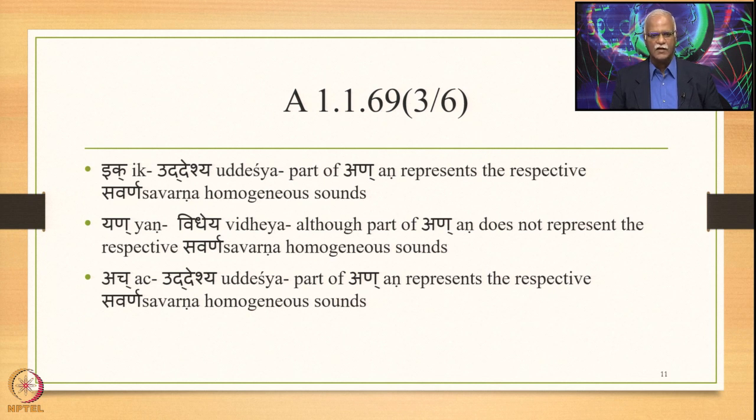Now, ik, which is uddeshya, as far as iko yanachi is concerned, we know that ik is part of an. And so, when ik is uddeshya, it represents the respective savarna homogeneous sound. Yan is vidheya. Although yan is also part of an, now it will not represent the respective savarna homogeneous sounds because it is a vidheya now. Similarly, ach, which is also uddeshya and also part of an, also represents the respective savarna or homogeneous sounds.